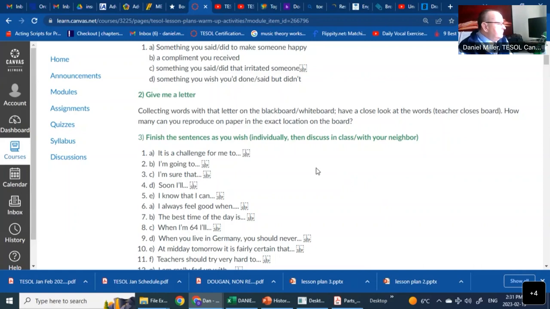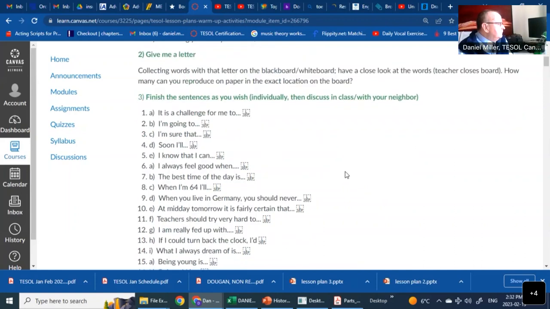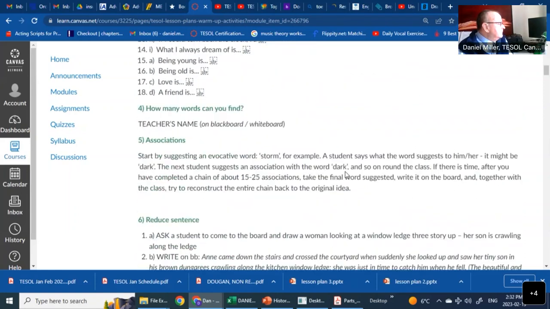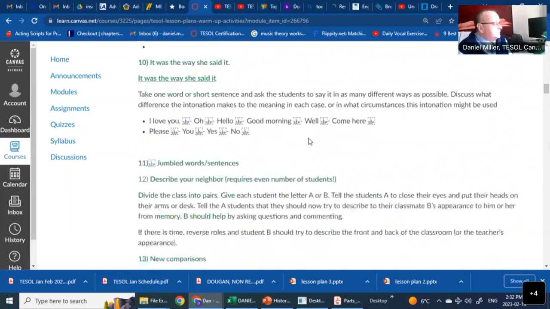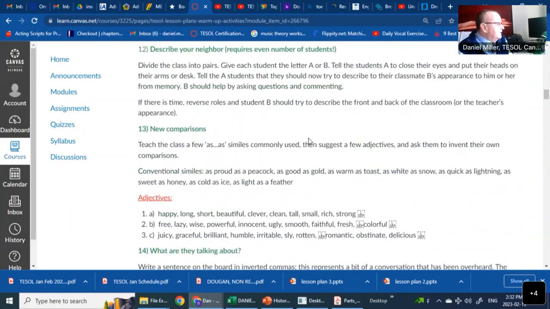So each lesson plan has to have the four skills, correct? Yes. Activities in speaking, activities in listening, activities in reading, and activities in writing. That's right. So this is on the Canvas platform, this page. So you can have a look at this and get some ideas from the Canvas platform here, as well as other things that we've looked at today.